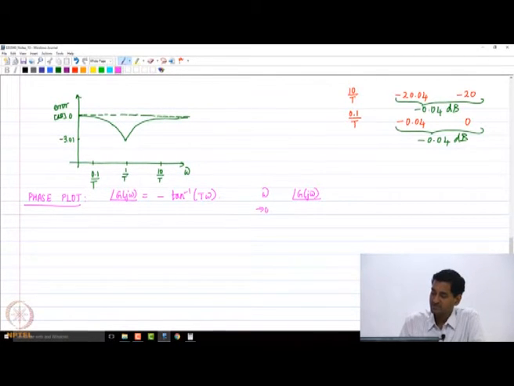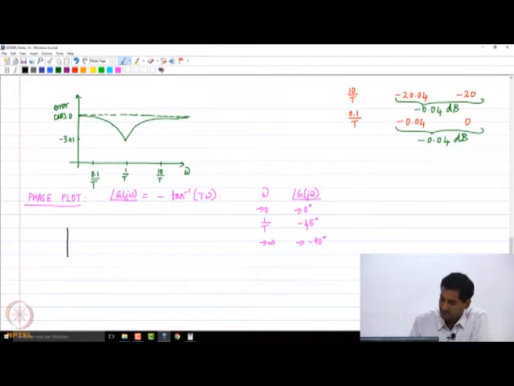As omega tends to 0, the phase tends to 0 degrees. When omega is 1 by T, which is the corner frequency, what is the phase? It is going to be minus 45 degrees, right. So you are going to get minus tan inverse of 1. And as omega tends to infinity, the phase will tend to minus 90 degrees, okay. So it's a smooth curve, right. So that's what is going to happen. If you plot the phase plot, this is what is going to happen.